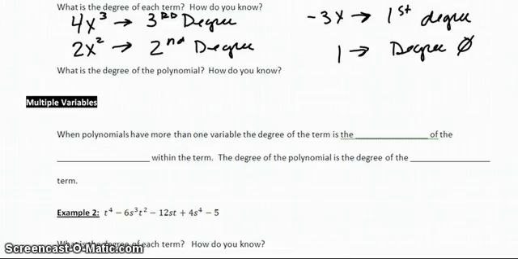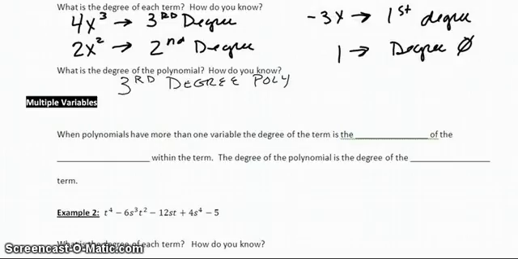All right, now we need to know what is the degree of the polynomial. Looking back at your definition, the degree is that of the highest exponent. So this is a third degree polynomial. And how do we know? Jot that down. How do you know?